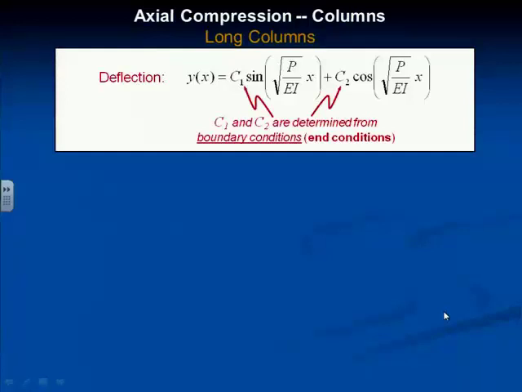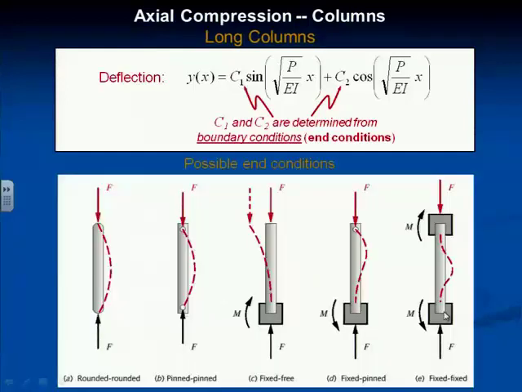We have two constants of integration. We have to figure out what those are, and they depend upon something called end conditions. Now, the end conditions are the way that the ends of the column are fastened, which is sensible enough.